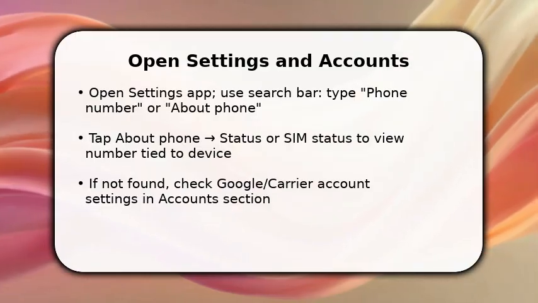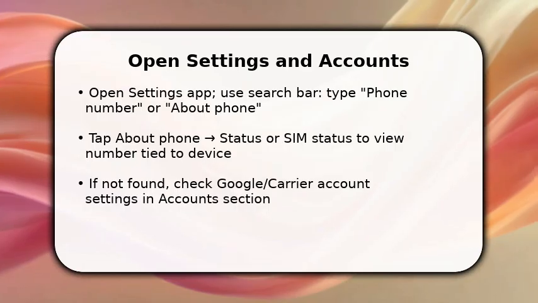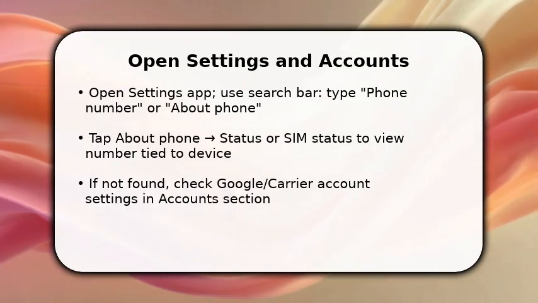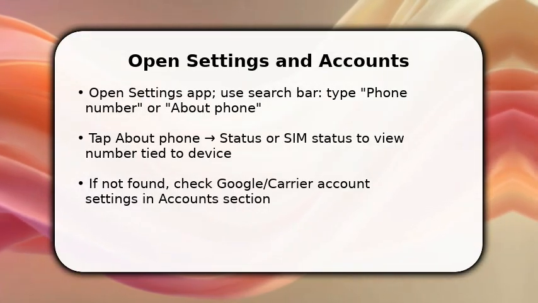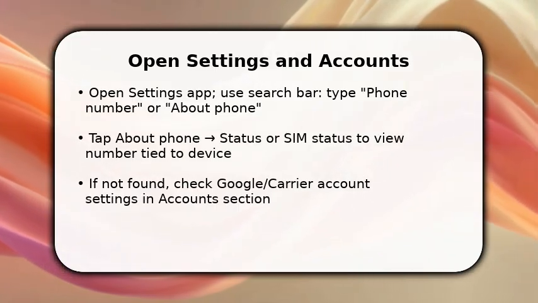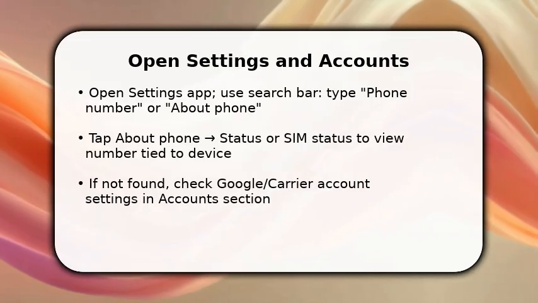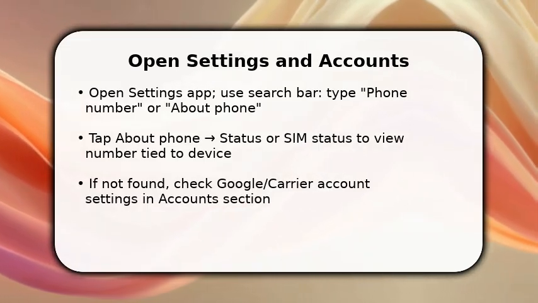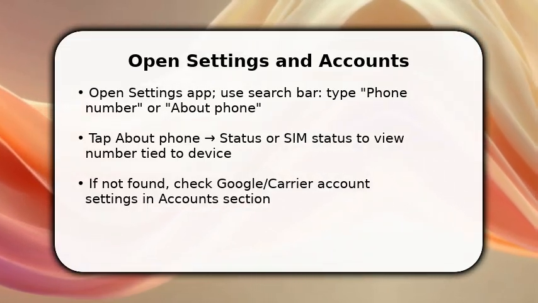You'll start inside Settings because Android stores device and account metadata there. First, open Settings and use the search field. Typing phone number or About Phone jumps you straight to relevant screens. Once there, choose About Phone and then Status or SIM status to reveal the line assigned to that SIM.